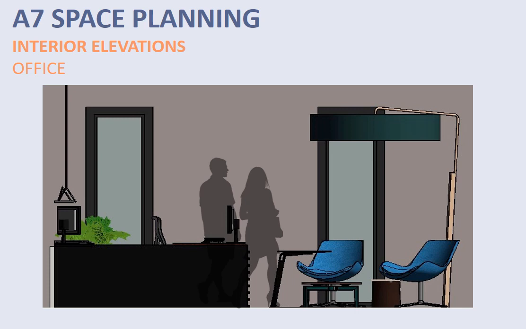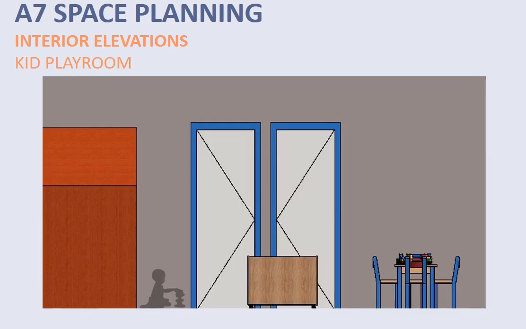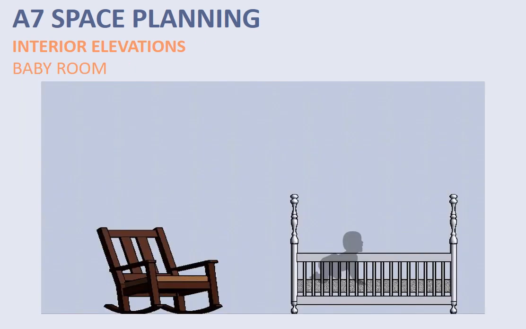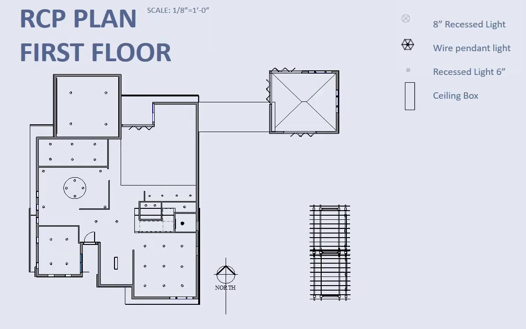This interior elevation shows the office where the parents work downstairs. This interior elevation shows the kid playroom. This interior elevation shows the baby room. This is the RCP plan of the first floor.